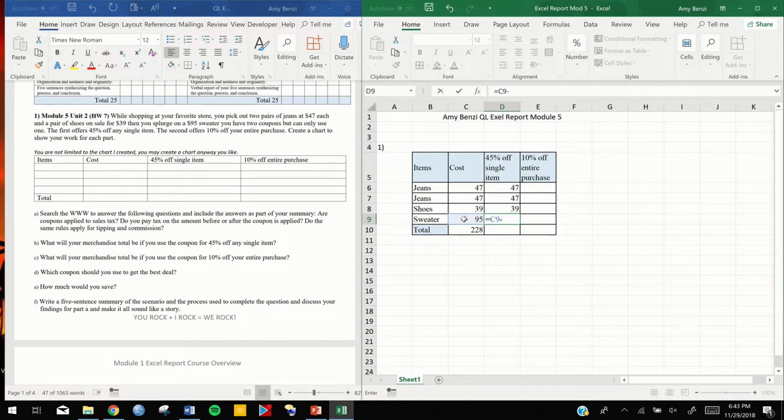minus 45% of $95. I say 45% of all like that because we all learned that in word problems, the word of means to multiply. So here's the price of the sweater, $95 minus 45%. Notice how I used my decimal. Minus 45% of, there's my multiplication symbol, of the $95.